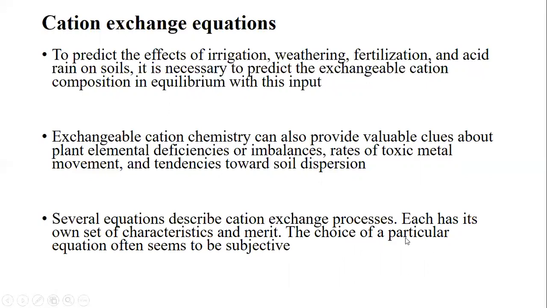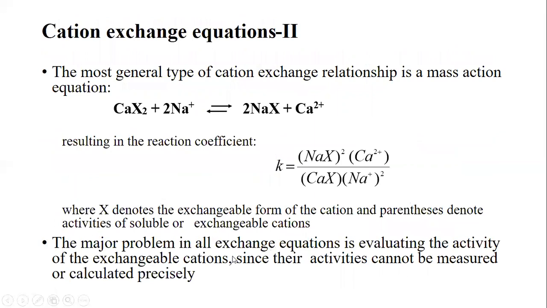The choice of a particular equation often seems to be subjective, which means so many scientists put so many equations, so it's up to that individual scientist that put out and believed in that type of equation. So it's subjective. That means we do not have really rigid scientific rules to say this is better than this. It's all subjective. That's why we have so many of them, which I will not cover, like I said, because I don't think it's that important at your level.